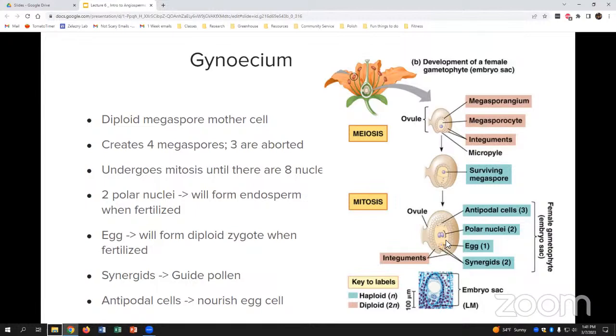But we're also going to have some other structures. So we're going to have some structures called synergids that are going to essentially give a signal to the pollen about where to go. So those are here at the base that we can see. We're also going to have some antipodal cells. So we can see those up at the top, and those are going to nourish the growing egg cells. There could be meiosis first, then mitosis, all of this happening before we get to our fertilization.